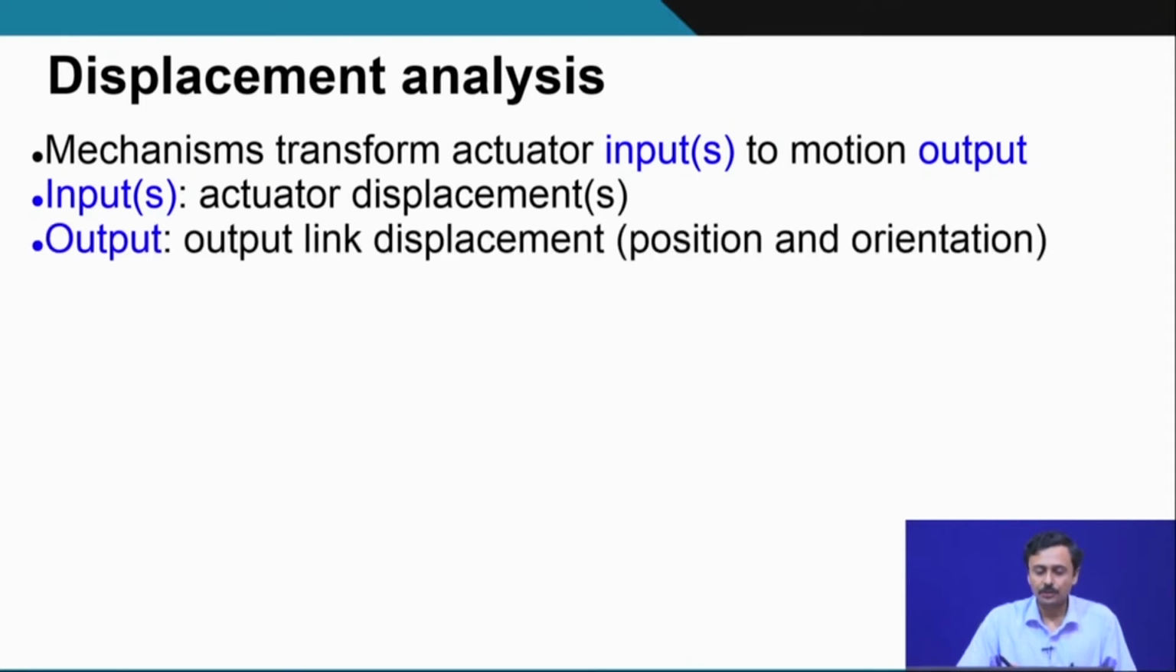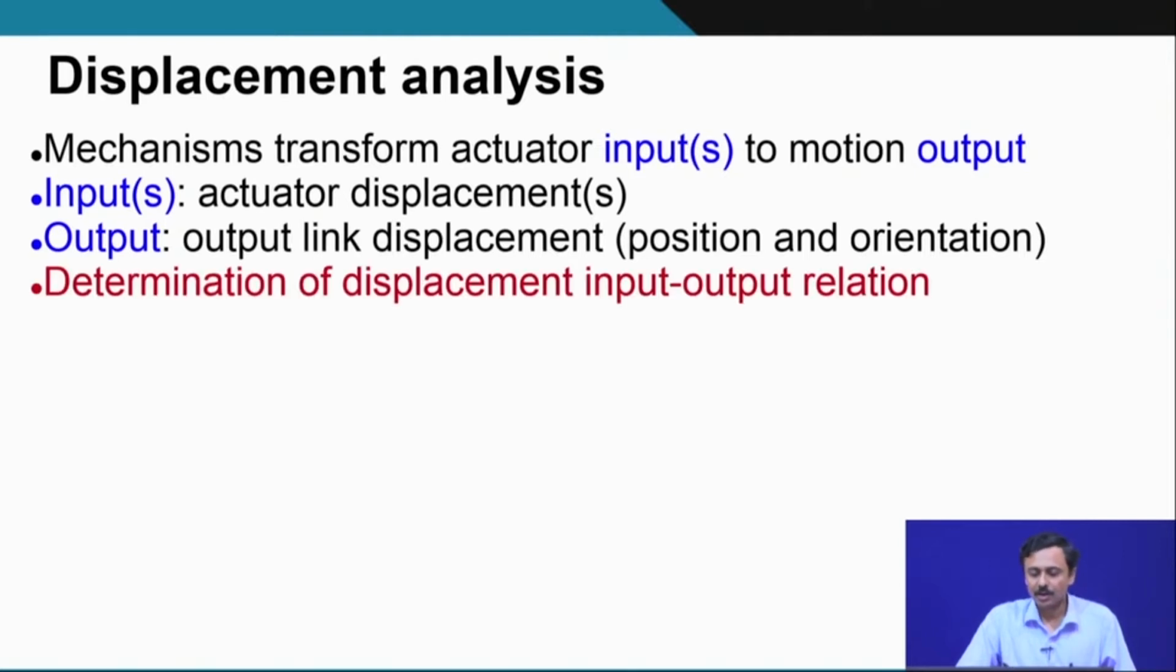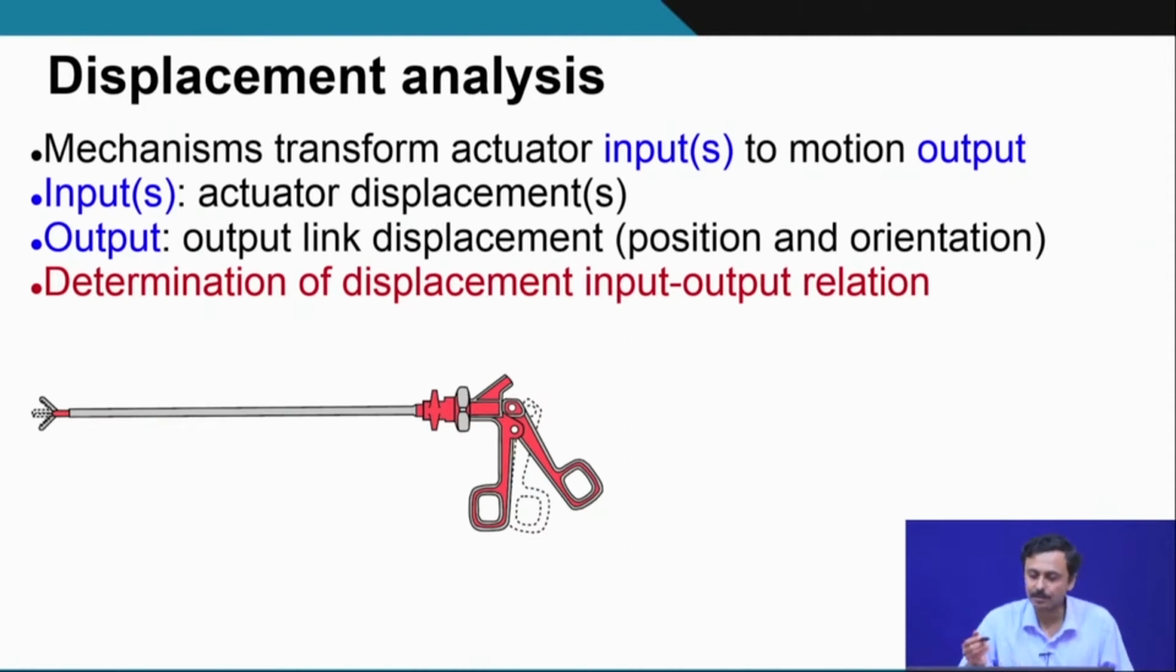The output would be in terms of the link displacement. So, output link displacement could be an angle, or it could be position and orientation like in a robot, a combination therefore of linear and angular displacements. So, these are the outputs or output. Determination of this displacement input output relation is what we are going to study under displacement analysis. So, let us look at this example.